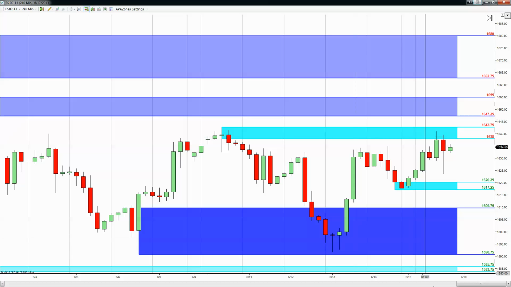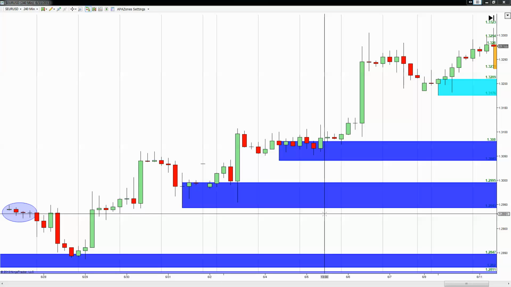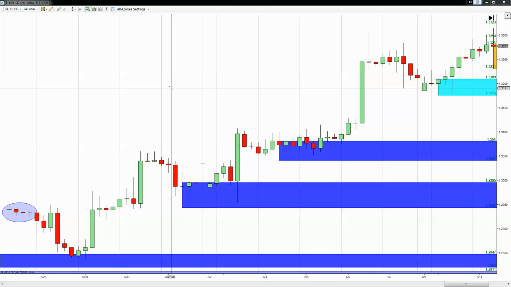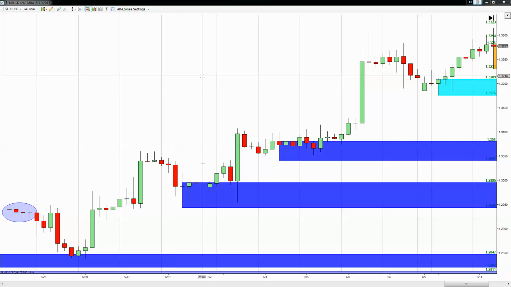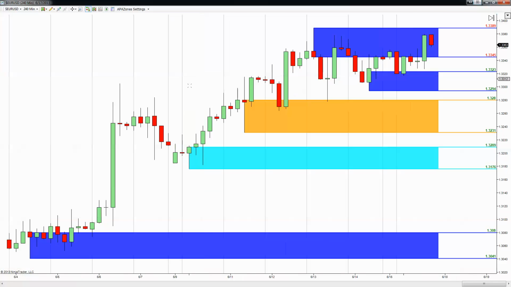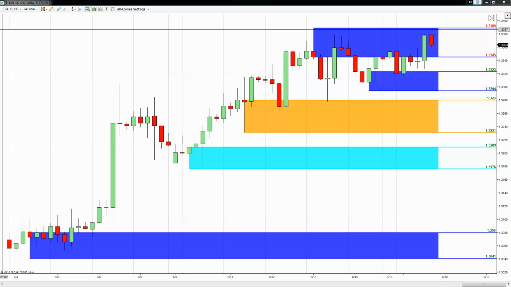Alright, turning our focus onto the euro, realize that we have been looking for the euro in the bigger time frame to move from demand up to supply. That is what it looks like it has continued to do, slowly but surely. The euro is pushing higher, and if we go back a few weeks, we can see on the weekly levels is where we're looking from this movement from demand up to supply.